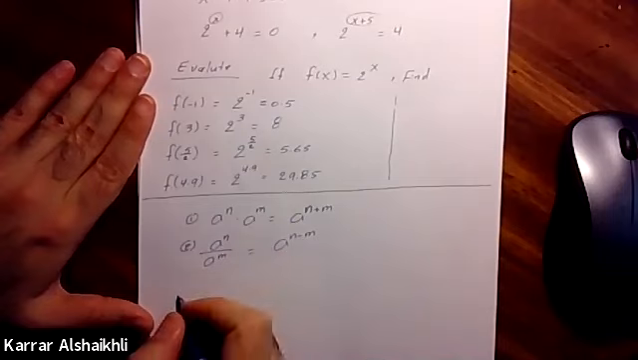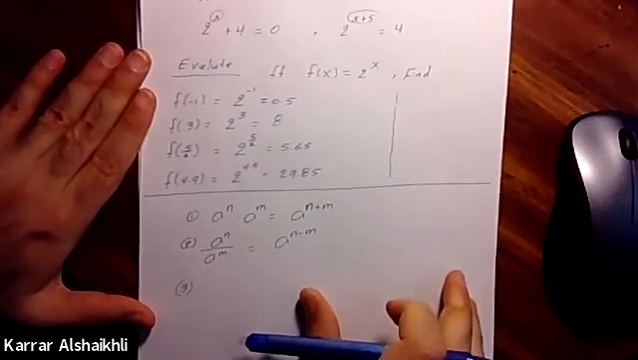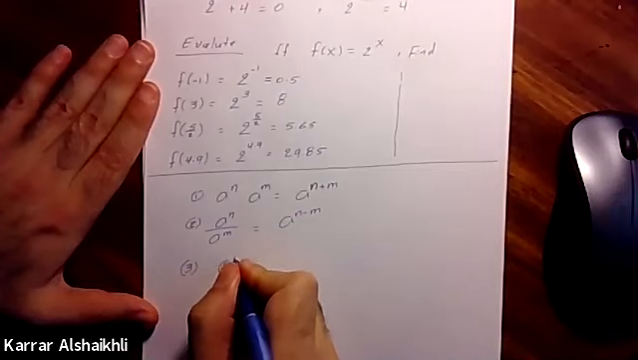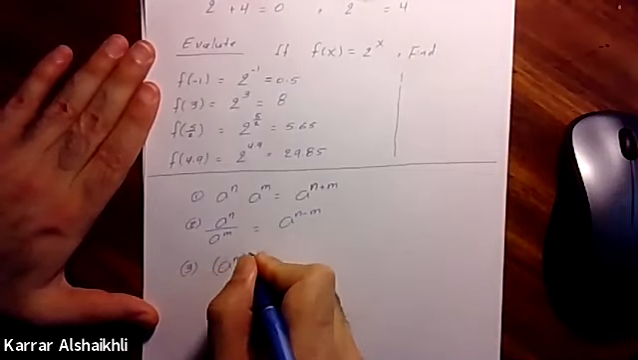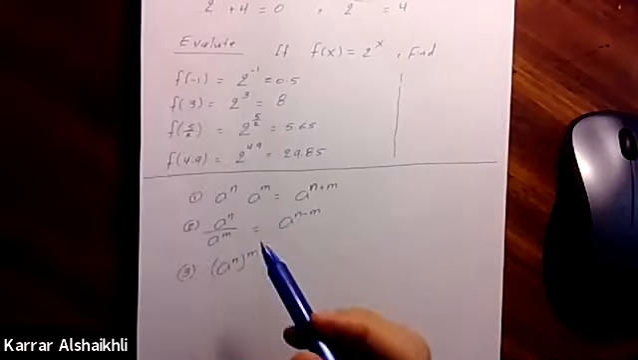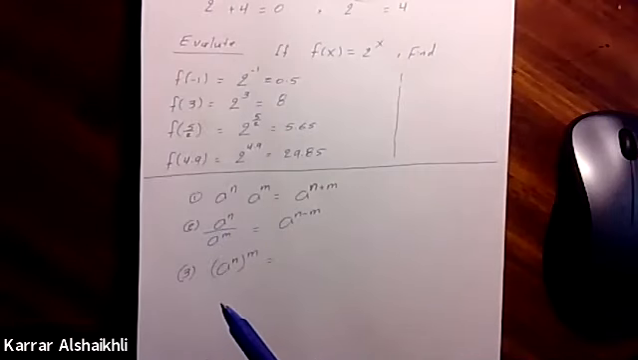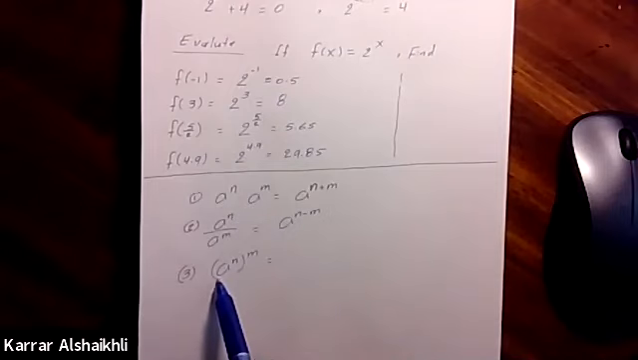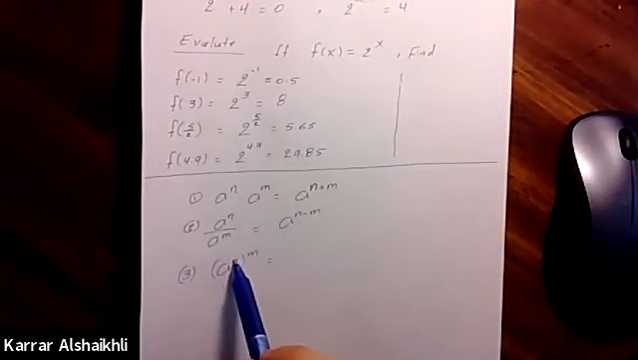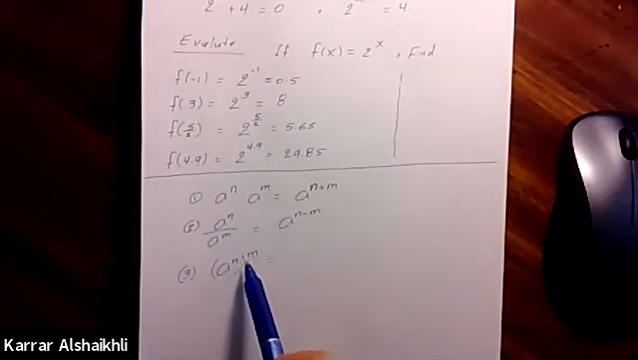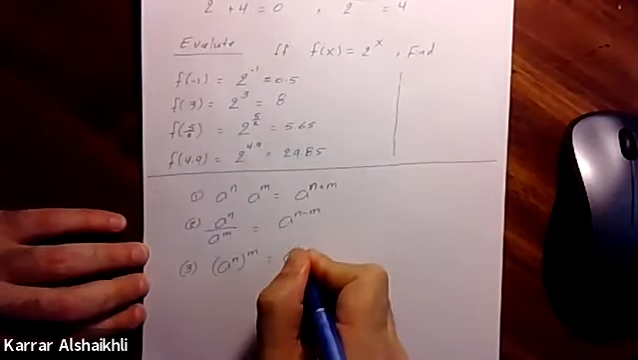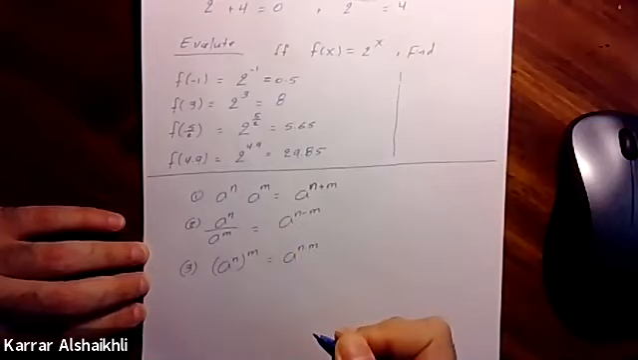The third rule, if we have a to the exponent n and all to the exponent m. That's the difference between rule number 1 and rule number 3. Rule number 1, we have two numbers, but rule number 3, we have one number with two exponents. So in this rule, we're going to multiply the exponents. So it's going to be a to the n times m.